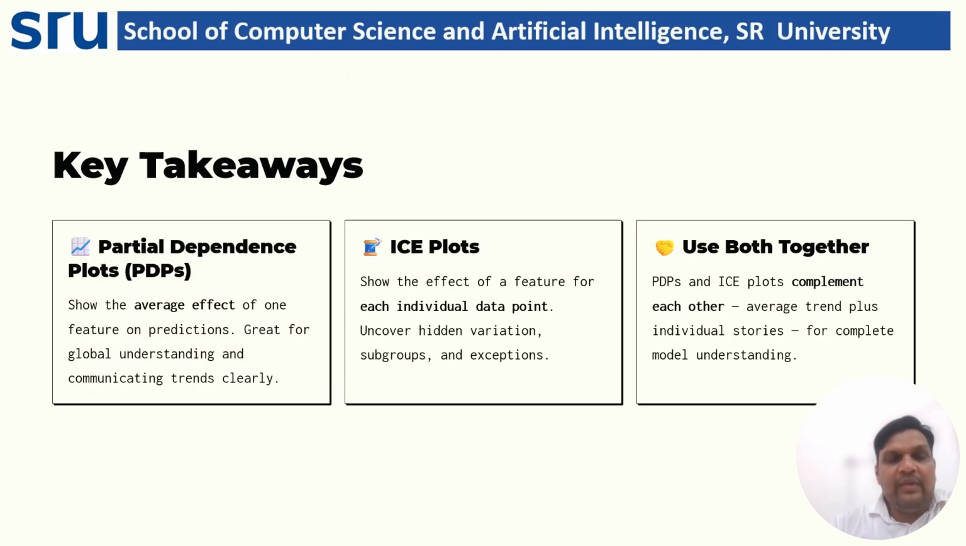Key takeaway: the partial dependence plot, PDP, shows the average effect of one feature on prediction. Great for global understanding and communicating trends clearly. An ICE plot shows the effect of a feature for each individual data point. It uncovers hidden variations, subgroups and exceptions. Use both together. PDPs and ICE plots complement each other: average trend plus individual stories for complete model understanding.